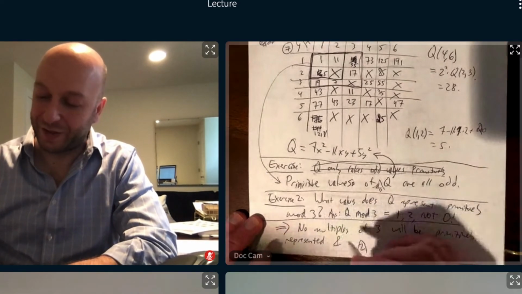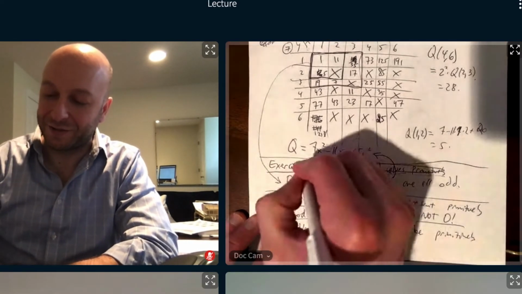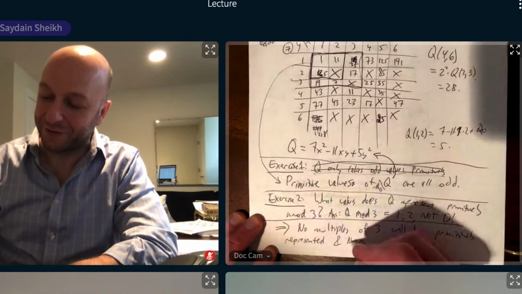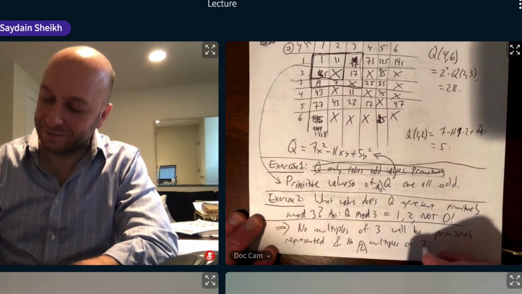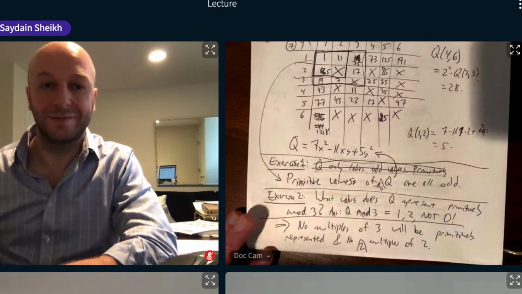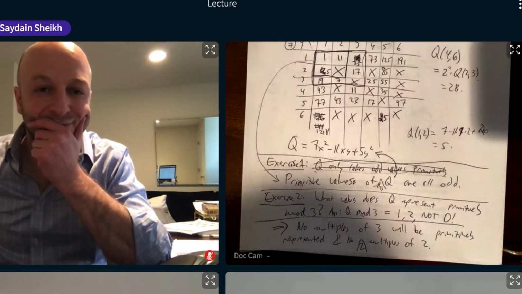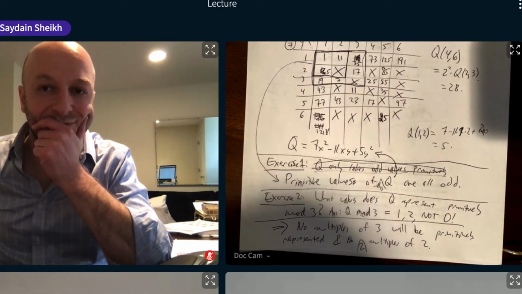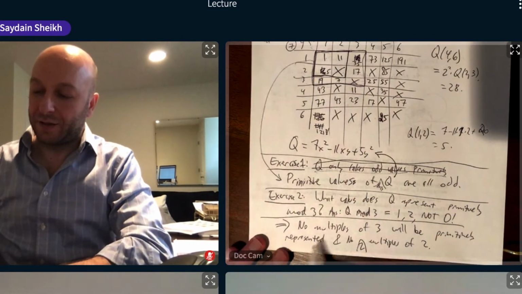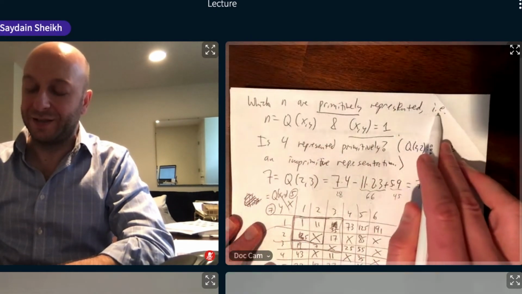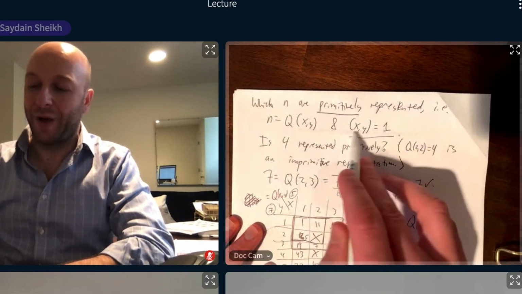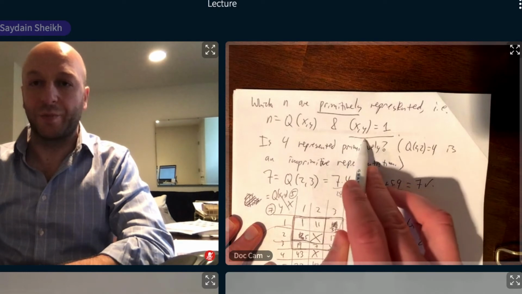And for the same reason, from the previous exercise, this was exercise 1, no multiples of 2. Actually, I want to ask you a very silly question. Please. And it's that, what is primitive? When you say what's primitive, it means that... Yes. So a number is primitively represented if it's represented by x and y that are co-prime.